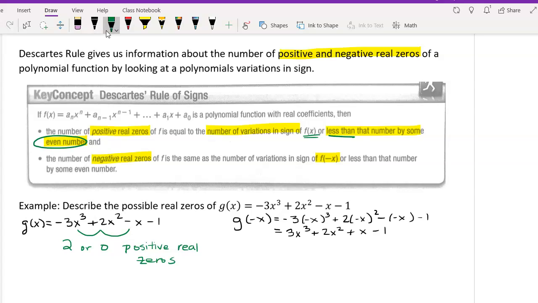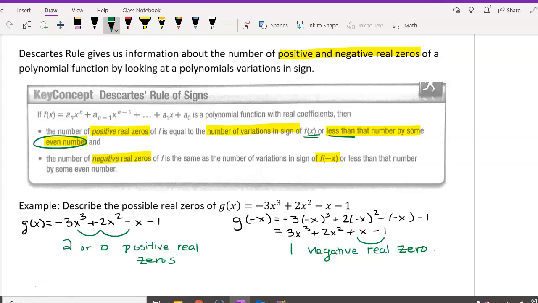So let's take a look. How many sign changes? Positive to positive, no sign change. Positive to positive, no sign change. Positive to negative. Boom, 1. So that means we have 1 negative real zero, which coincides. So now, we know for a fact that we will have a real zero that is negative. From here, you can do your P's and your Q's, your synthetic substitution, your rational zero theorem, and find your factored form. However, I just wanted to introduce the Descartes rule so you knew it.